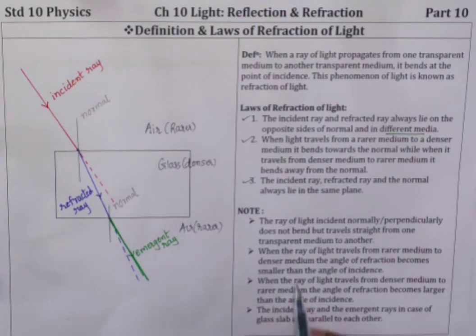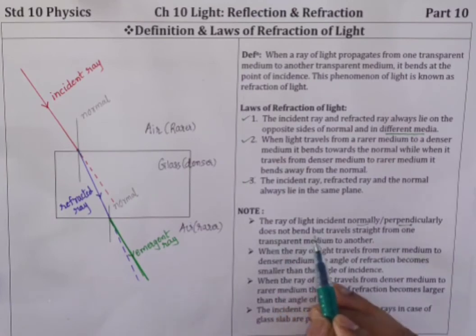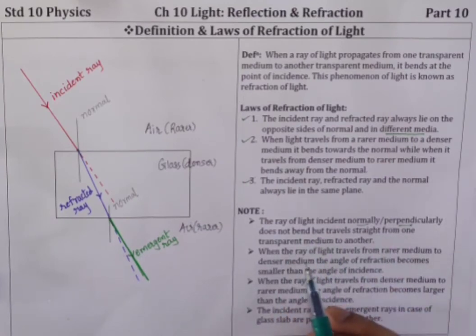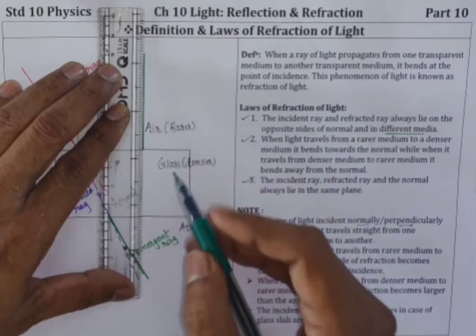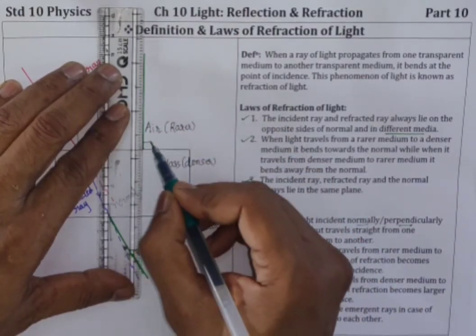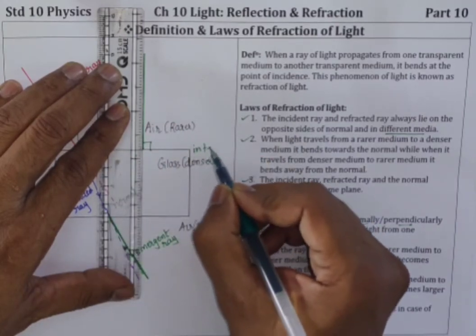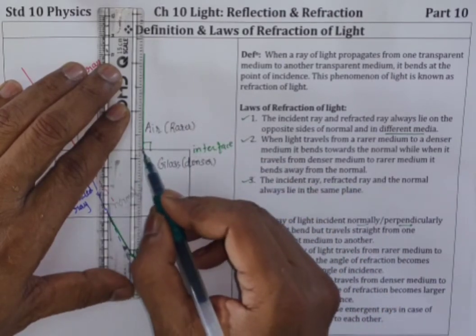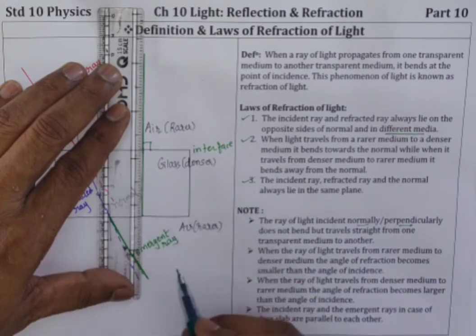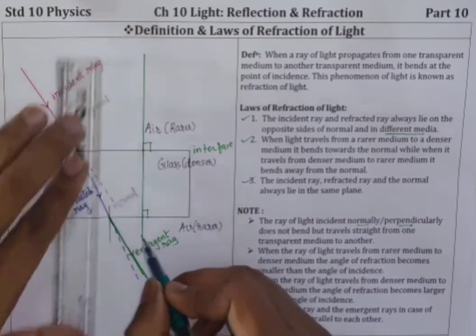Few points to be noted here. A ray of light incident normally or perpendicular does not bend but travels straight from one transparent medium to another. That I have not discussed, but I am putting it here. Children, this green ray is the incident ray. Now it is normal, it is perpendicular to what we call the interface. It is normal to the interface. So what happens? No bending takes place. It will travel straight. Now in the glass, this is also perpendicular, so without bending, it travels straight.